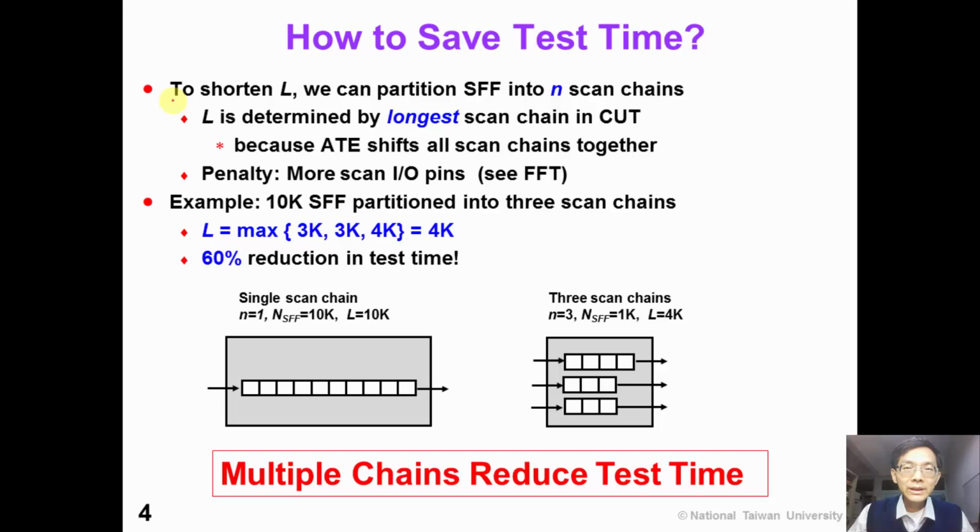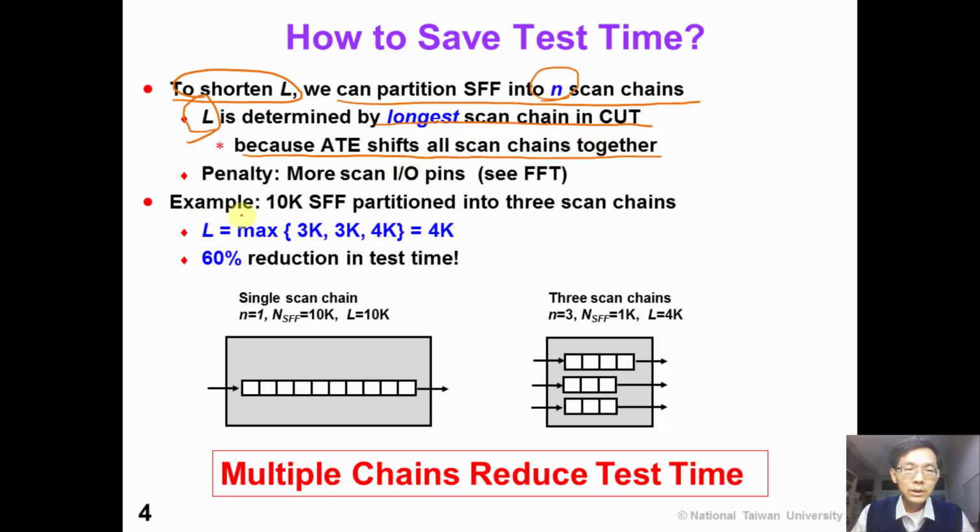To shorten the test time, we can shorten the number of flip-flops in a scan chain. So how can we do it? We can simply partition the scan flip-flops into small n scan chains. If we do this multiple scan chain partition, then L is determined by the longest scan chain in our CUT. This is because ATE shifts all the scan chains together.